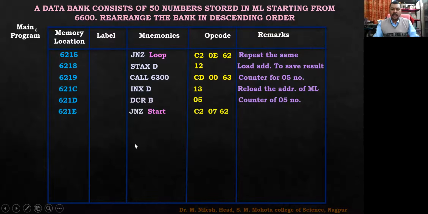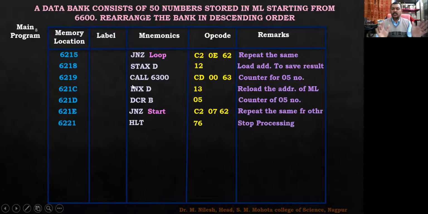So it is going to jump, if not 0, to the start in the main program, I guess that is earlier there. And after that it is halt, right? So this is stop processing. This is how the whole program goes. So this is the main program that we need to load from 6200.